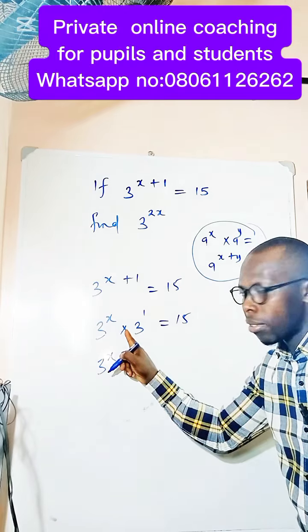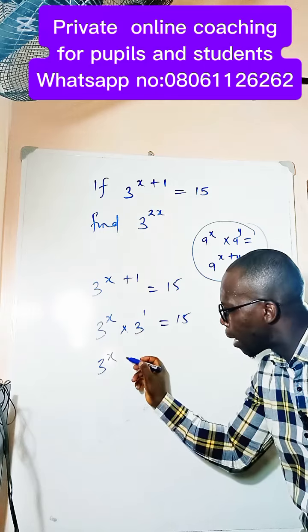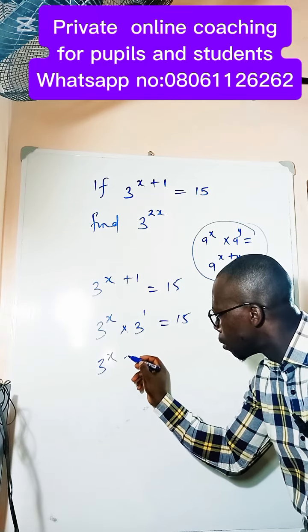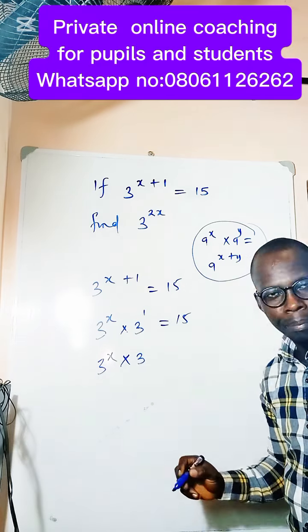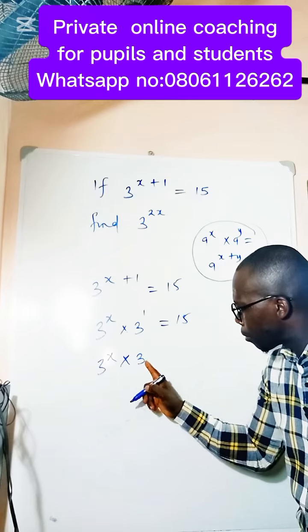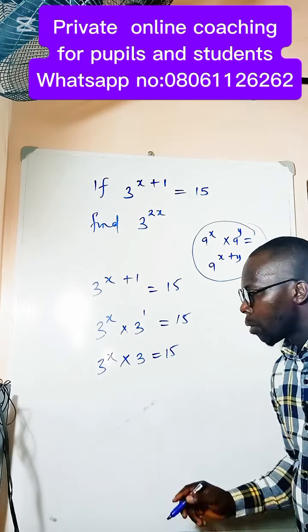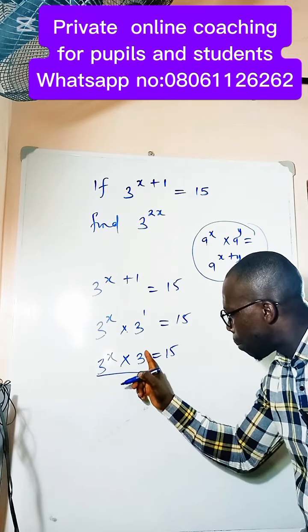Alright, what happens here? This is 3 to the power of x. So I can have this to be equal to, maybe, times 3, because 3 to the power of 1 is 3, and that times 3 is equal to 15. Alright, so I can divide both sides by what? 3.